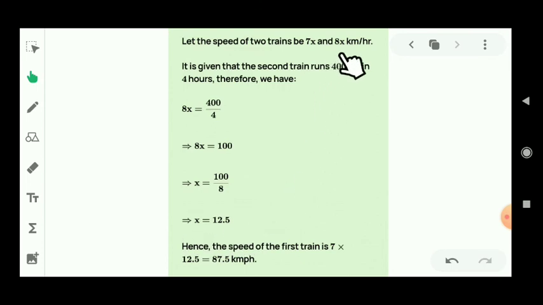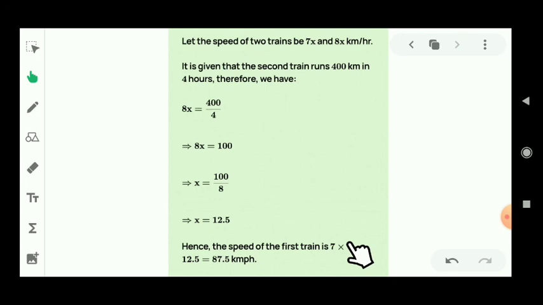And now students, because we let the speed of the first train be 7x, we have to put the value of x, that is 7 multiplied by 12.5, that is 87.5 km per hour. This is the speed of the first train.